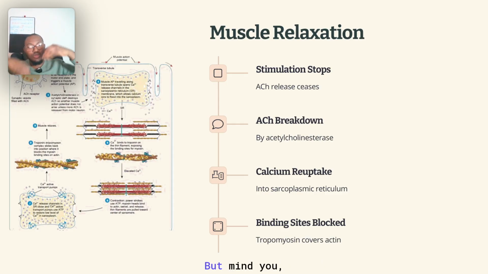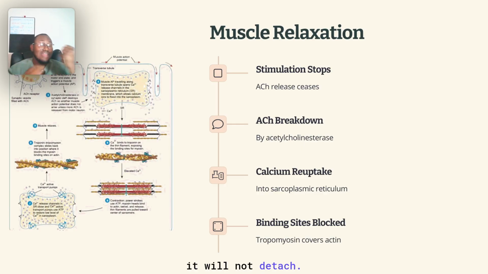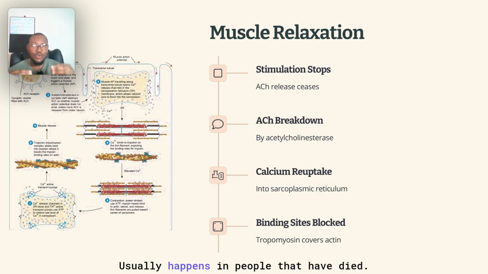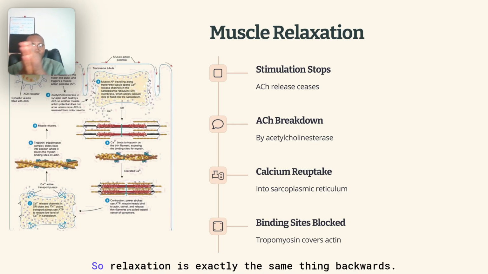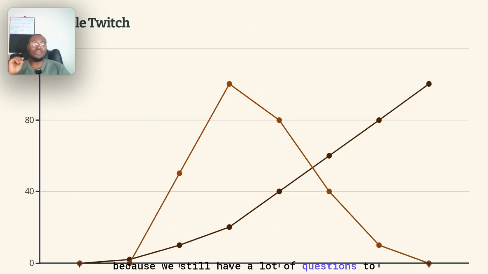Calcium detaches, but mind you, the myosin still needs ATP to detach. If the myosin does not have ATP, it will not detach. That means contraction will be sustained, which is exactly what usually happens in people that have died. That's what we call what? Rigor mortis. So relaxation is exactly the same thing backwards. All right? I don't want to discuss it much, to save our time, because we still have a lot of questions to discuss.